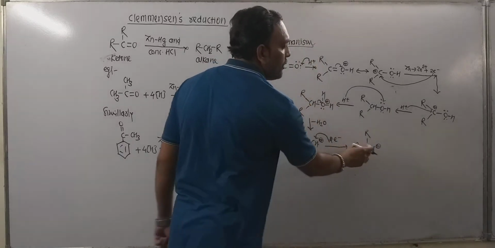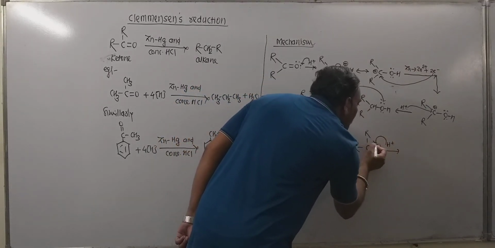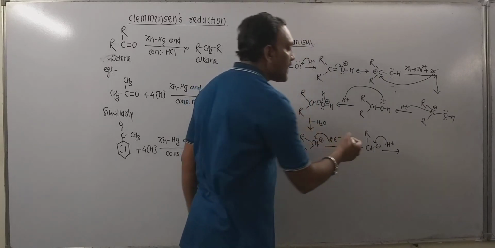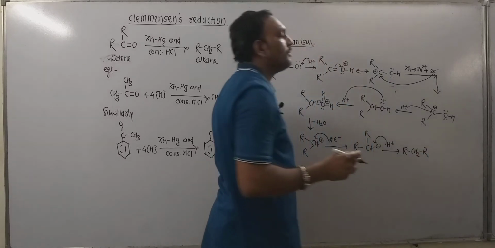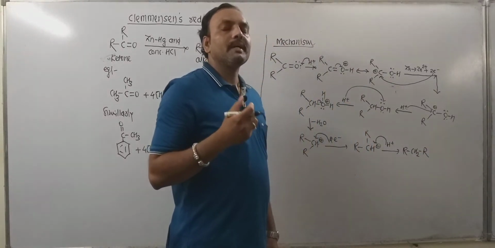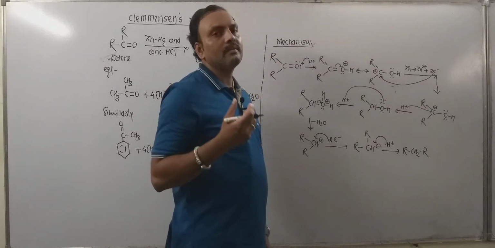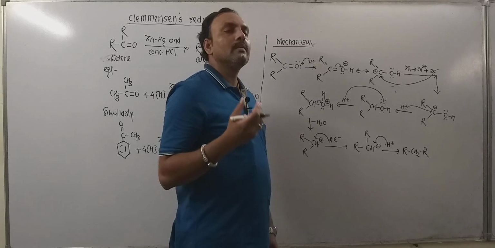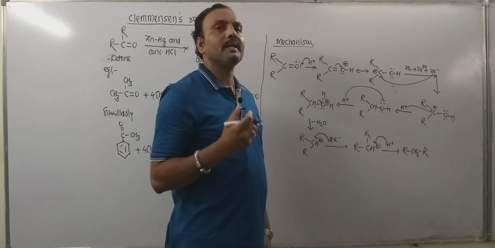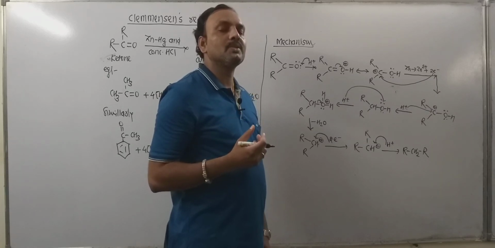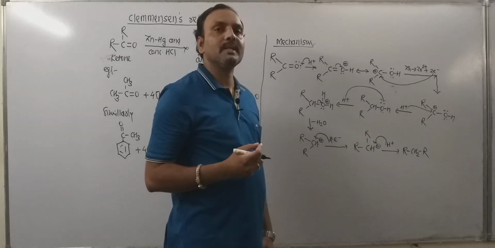In this, the carbon bears a negative charge. So at this point, protonation takes place again. The proton subsequently attacks this carbon, and this leads to the formation of a hydrocarbon. If we are reducing aliphatic ketones, then alkanes are obtained. If you are reducing aromatic ketones, then aromatic hydrocarbons are obtained. So in this way, carbonyl compounds can be converted into the corresponding hydrocarbons, and this very famous reduction is named Clemmensen's reduction. Thank you.